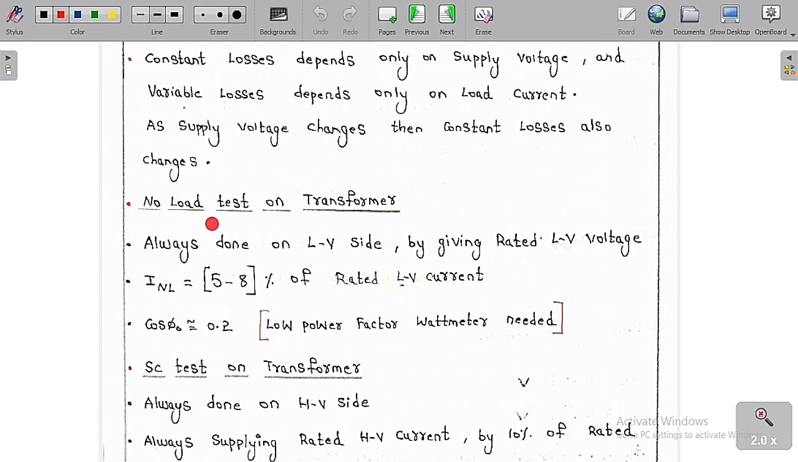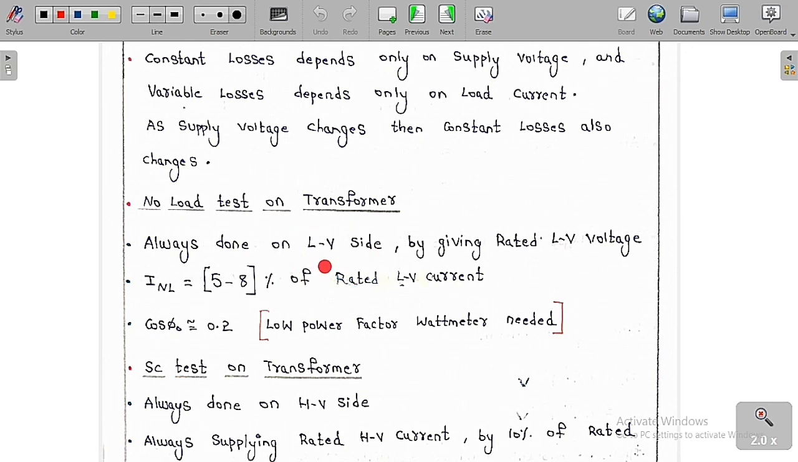Now we are going to perform the no load test on a transformer. Why do we perform the no load test? To figure out the shunt branch parameters of the equivalent circuit of a transformer. For the no load test, we have to give the rated voltage, meaning the LV and HV rated voltages. Out of LV and HV, the LV winding has the low rated voltage. So that is the reason we prefer to give the rated voltage on the LV side, because its voltage is very low.